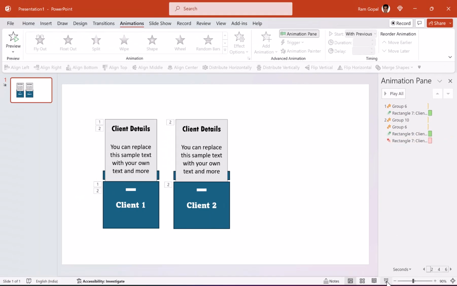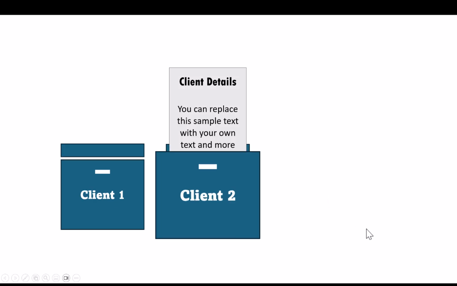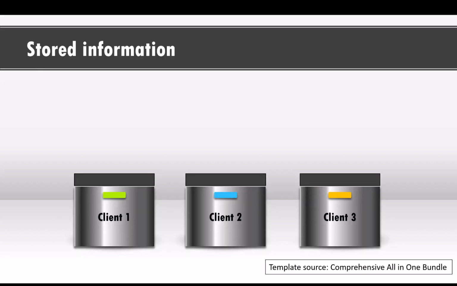Now, when I go to slideshow, let me see if you have got this right. On a click, we show the details of client one and we have the information shown. Beautiful. And then on a click, we have client 2 grow in size, and you can see that client 1's drawer goes back to its original size and the paper goes inside the drawer. Isn't that beautiful? Of course, in our comprehensive all-in-one bundle, in this template, we have done a few more interesting embellishments and give this beautiful look.